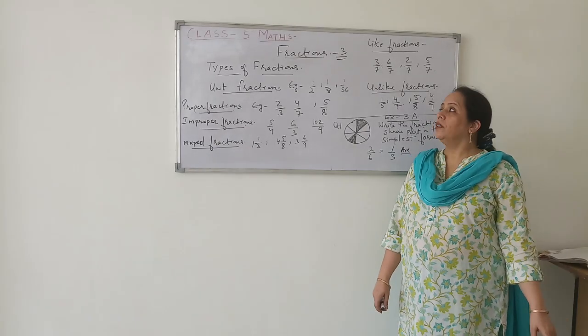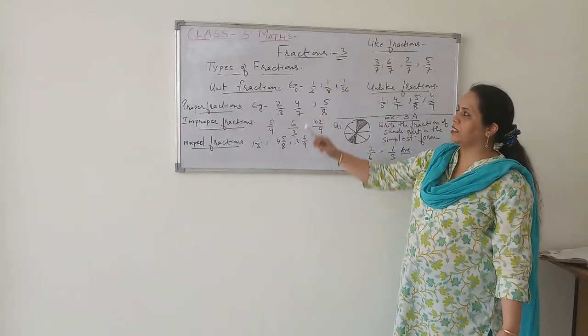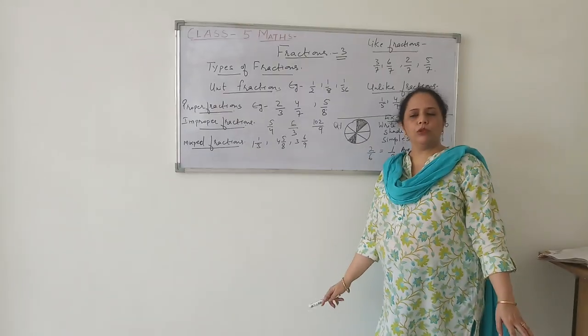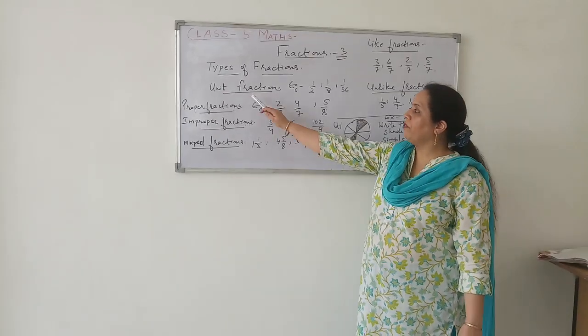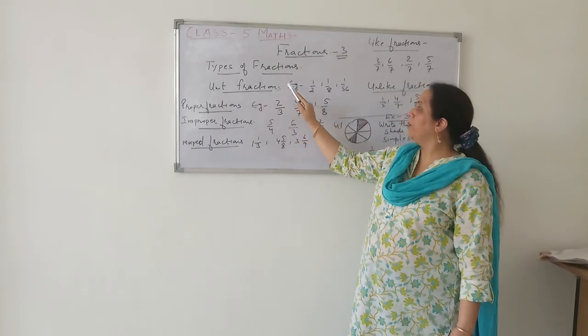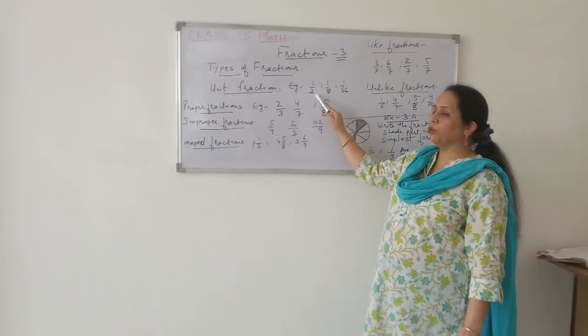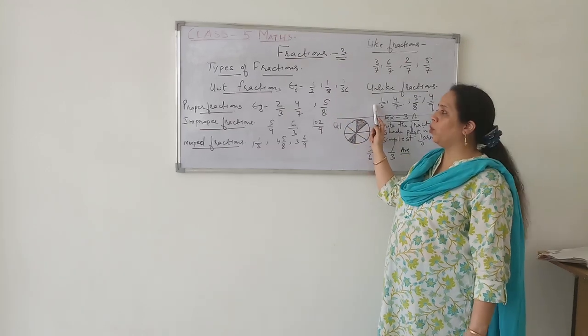Morning children. Today we will be starting with our new chapter, that is the fractions. Chapter number 3. First of all, we must know about the types of fractions. First we have the unit fraction. In the unit fraction, the numerator will always be 1. 1 upon 2, like 1 upon 8, 1 upon 56 and so on.